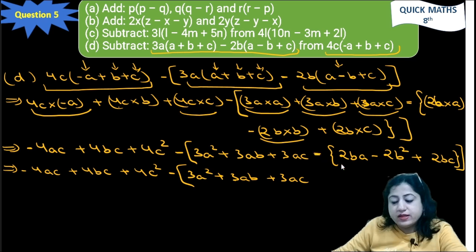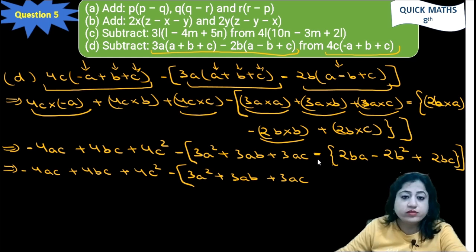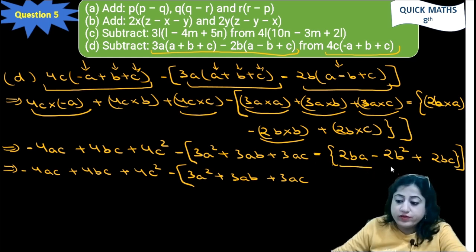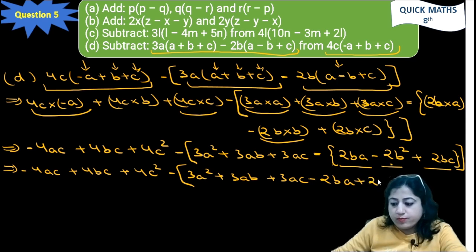Now this is a minus sign and this one is a curly bracket. When we open this curly bracket, because there is a minus sign before the bracket, the sign of each and every term inside the bracket will be changed. As 2ba is positive here, it will become negative. 2b square is negative, it will become positive. 2bc is positive, it will become negative.